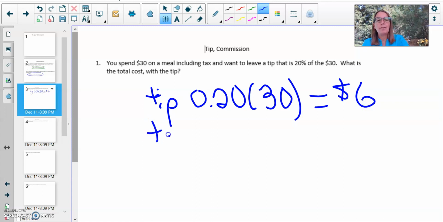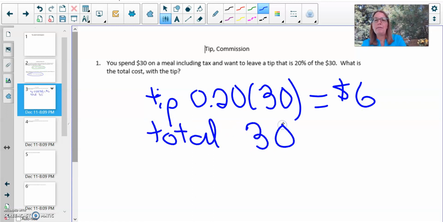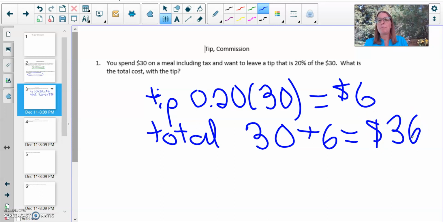So now to find the total that you leave, we're going to take the original amount and add the amount of the tip to it. So the total you would leave would be $36. That's one method.